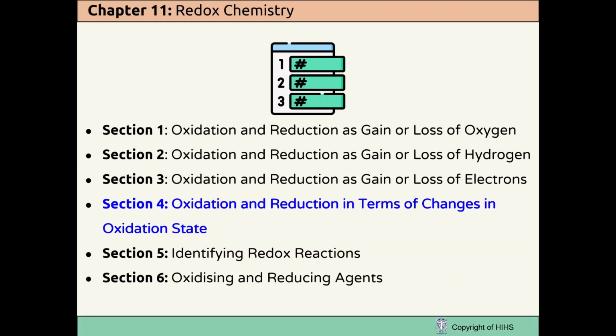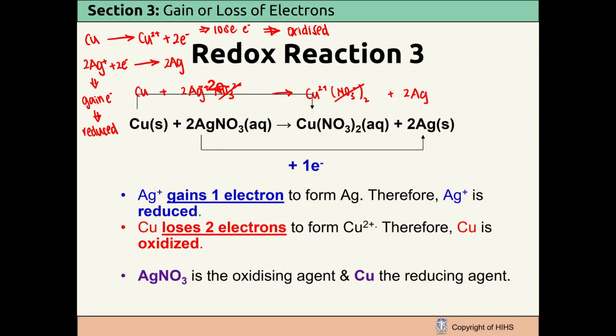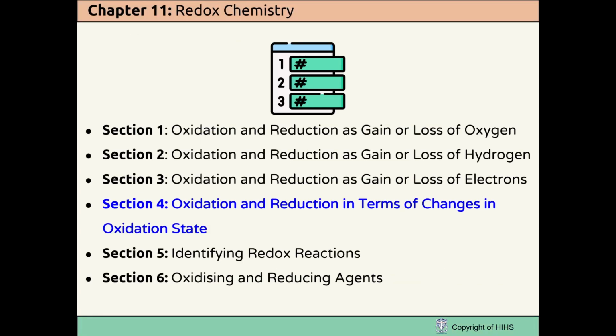Okay, so this actually sums up our redox reaction based on your gain or loss of electron, gain or loss of hydrogen, and gain or loss of oxygen. So there are the 3 ways you can determine whether a reaction is considered a redox reaction. Okay, so next lesson back in class, we'll go through oxidation and reduction in terms of change in oxidation state. And then this one will be the bulk of this chapter.